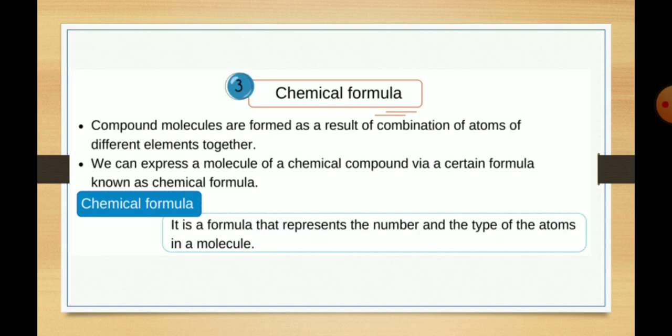And now we're going to talk about the chemical formula. Chemical formula means a formula that represents the number and the type of the atoms in the molecule.